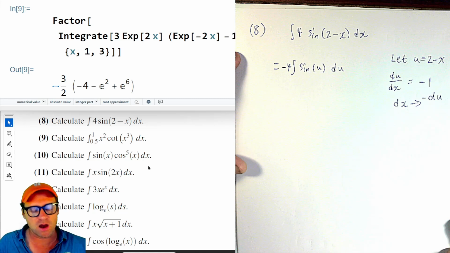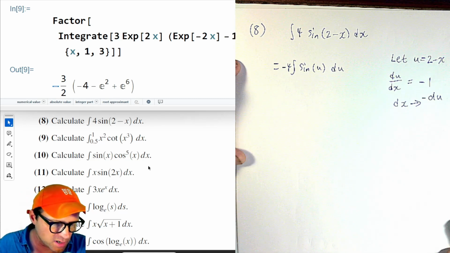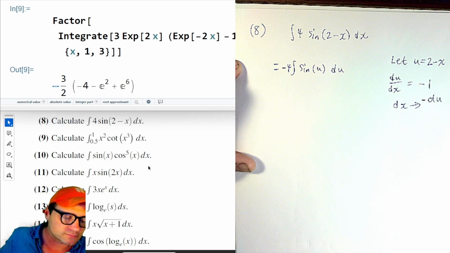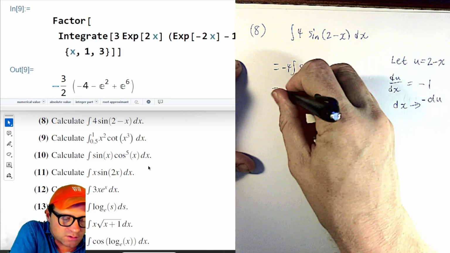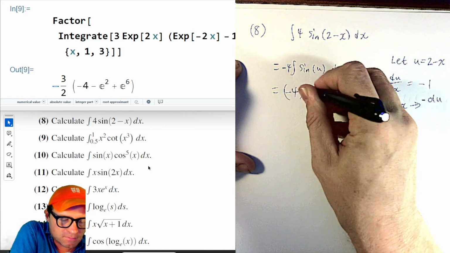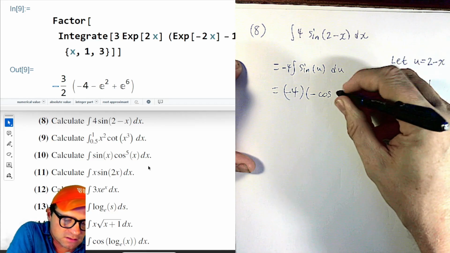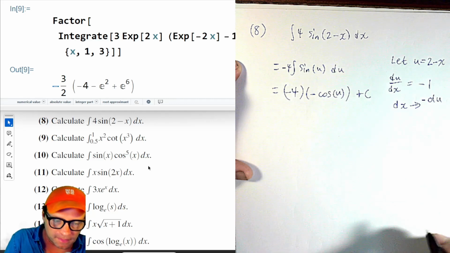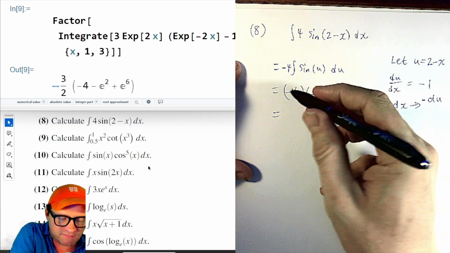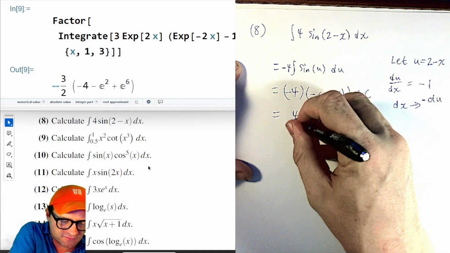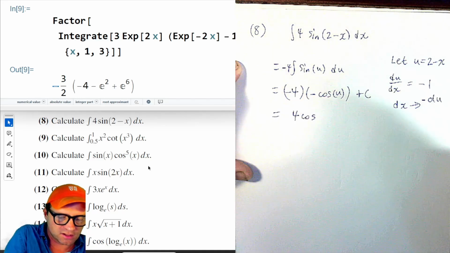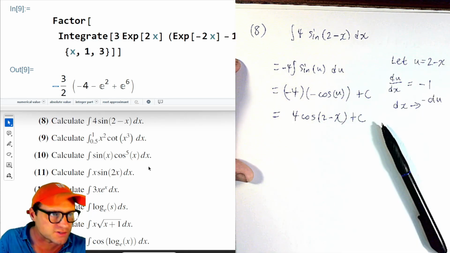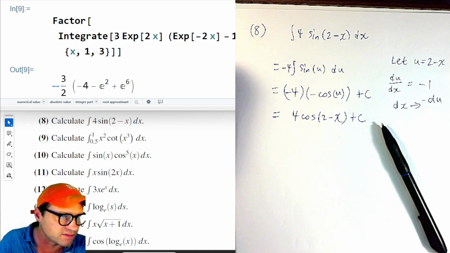Okay, so this is easy now, isn't it? The integral of sine is minus cos, because the derivative of minus cos is sine. So we have minus 4 times minus cos of u, and then plus c. Okay, so then we have minus times minus gives us plus, so 4 cos of u, but u is 2 minus x, and then we have our plus c. So that should be it. Let's get Mathematica to check this.